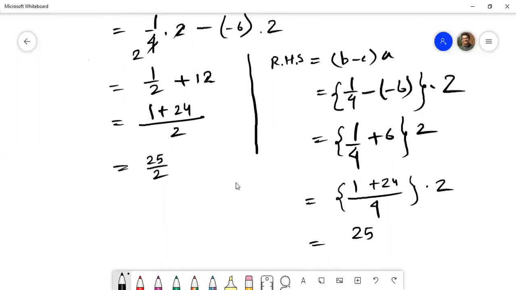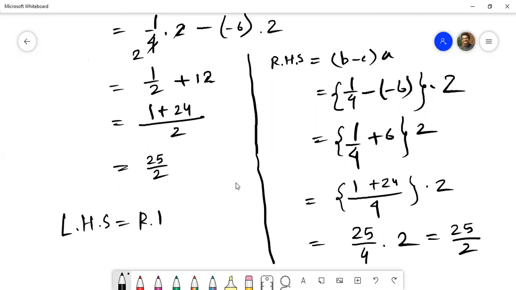25 by 4 multiplied with 2, and you get 25 by 2. So as you can see, the left-hand side is equal to the right-hand side. Verified. So it was easy, right? Yes, sir. Okay, let's move on from that.